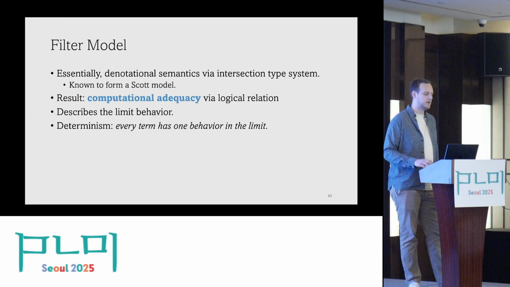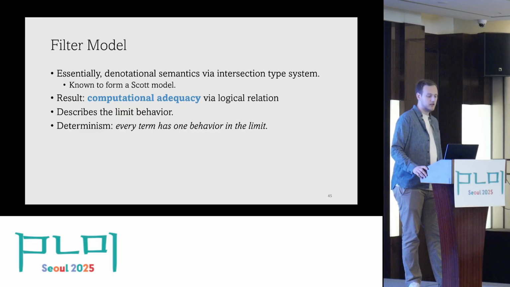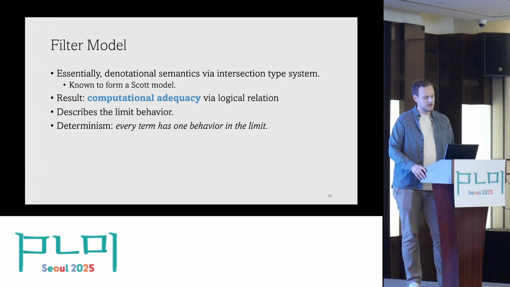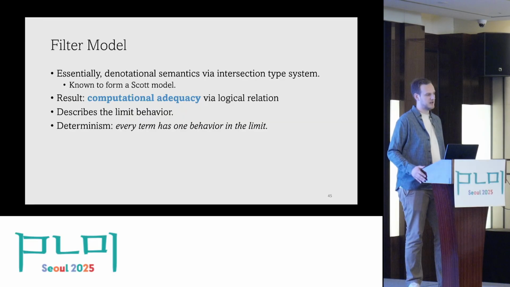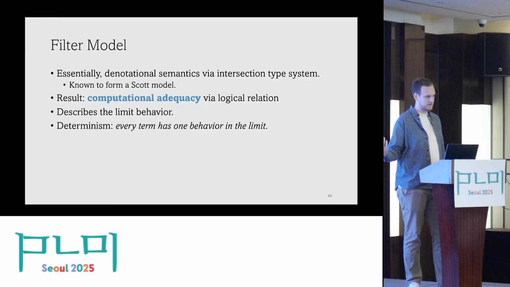In order to do that, we use a technique called a filter model. Filter models are basically a way of defining a denotational semantics by defining a type system. We prove a computational adequacy result using a logical relation. And this lets us describe the behavior of terms in the limit as time goes to infinity. And it also lets us define the notion of determinism that we care about, which is that every term has one behavior in the infinite limit.